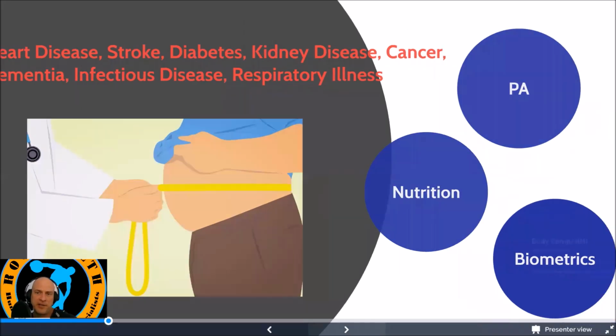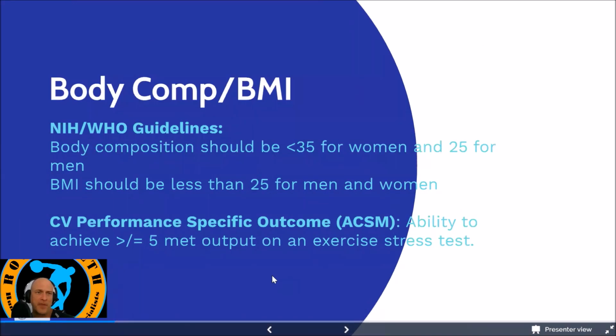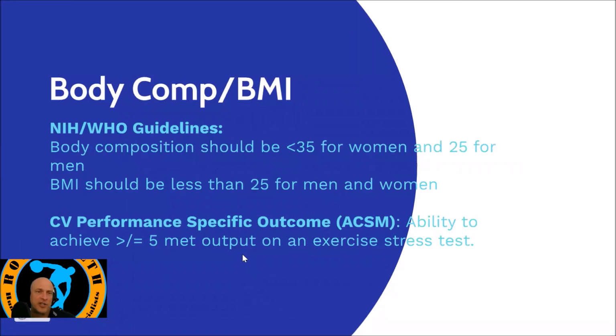So the first thing we want to go into is biometrics. The NIH and WHO, or National Institutes of Health and World Health Organization, guidelines for body composition should be less than 35 for women and less than 25 for men. Body mass index should be less than 25 for men and women. So when you get those numbers in your physical, you should know that those are statistically relevant.